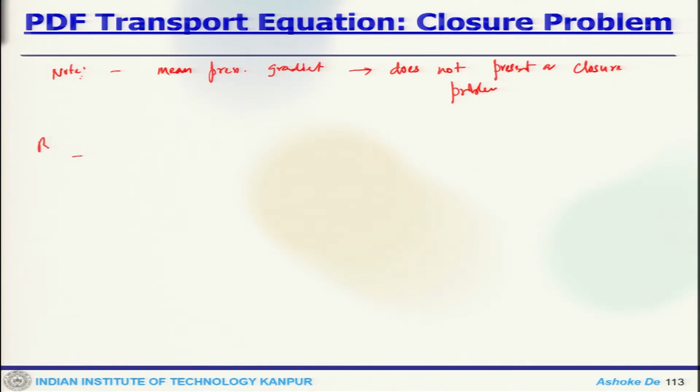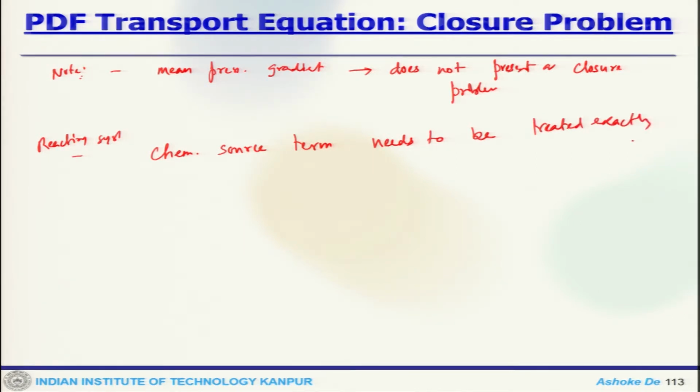So, for a reacting system, the chemical source term needs to be treated exactly or properly. There has always been an argument that the transport PDF formulation has considerable advantage over other formulations, but obviously we can see what those things are.